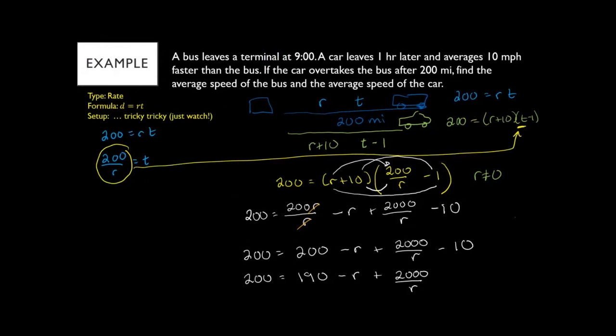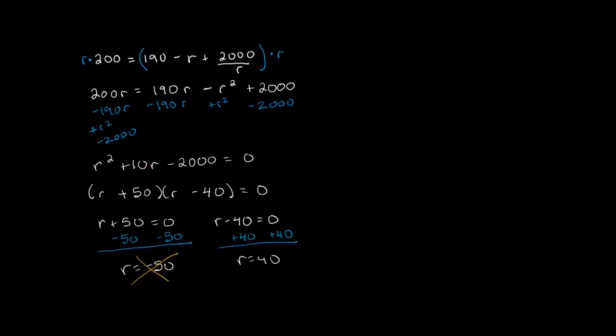So we need to figure out, well, what was r? R is the speed of the bus, because that's what I set up for my bus equation. So the bus was going 40 miles per hour, and then the car is 10 miles per hour faster according to my formula here. So the car is going 50 miles per hour. So that is our answer here. 40 miles per hour for the bus, 50 miles per hour for the car.